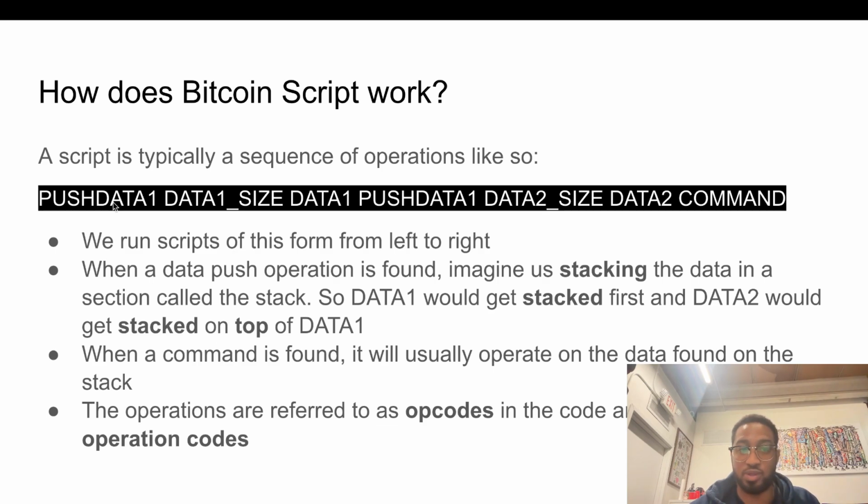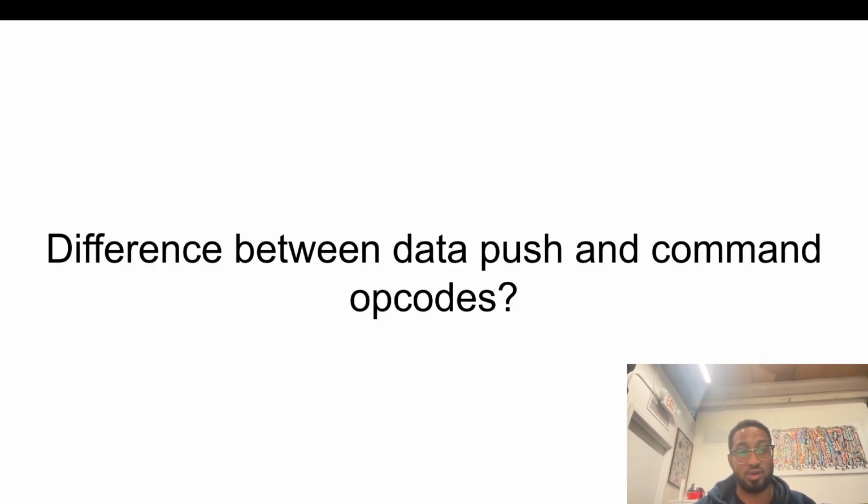So I run this command, push data 1. How big is the data I need to push? Okay, it's in data 1 size. I read that, and I push data 1 onto the stack. Then I read another push data 1 command. I want to read in the size of the data I should push, and then I push data 2 onto the stack. Now this command should operate on these two stack elements. When a command is found, it will usually operate on the data found in the stack, what I just said, and the operations are referred to as opcodes in the code and stand for operation codes. Nice to know what it means.